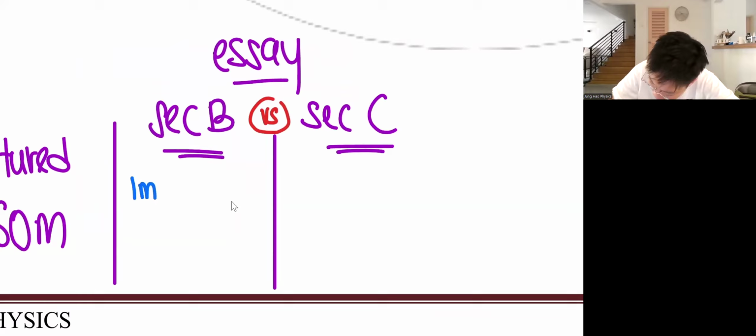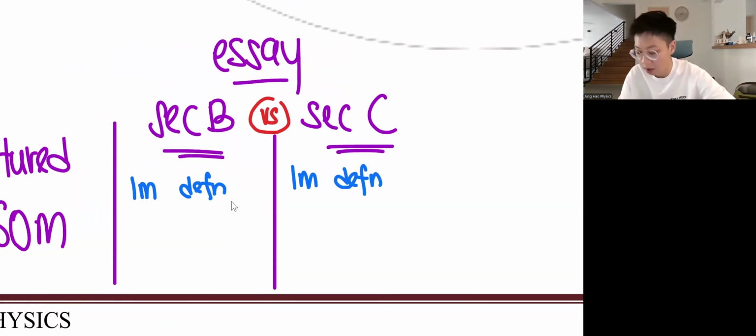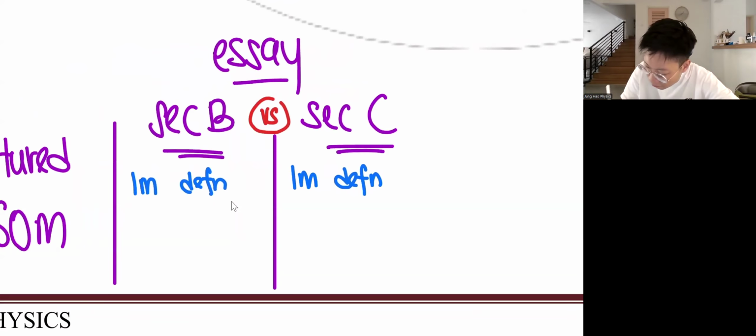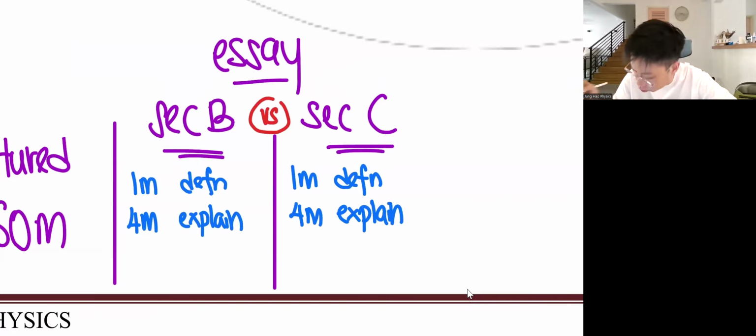The first mark is going to be the definition. So they are both the same. DEFN is definition. So seems like you can't run away from definition. Followed by 4 marks, you will be asked to explain. Another 4 marks, you will be asked to explain. So still very similar, right? They both look more or less the same.